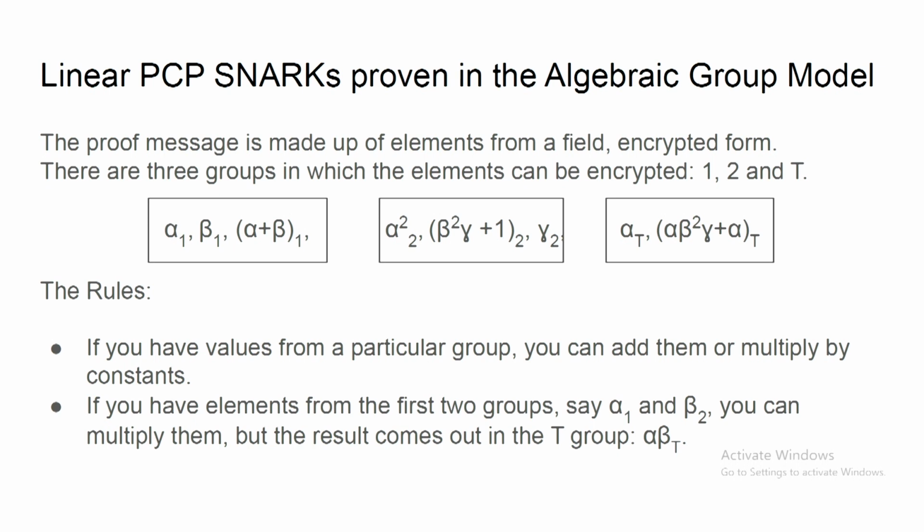So they can add field elements from one group, or they can multiply them by constants. And the only way that they can multiply the elements is to take an element from group 1 and an element from group 2 and transform that into a product, which then inhabits the third group, the T group.